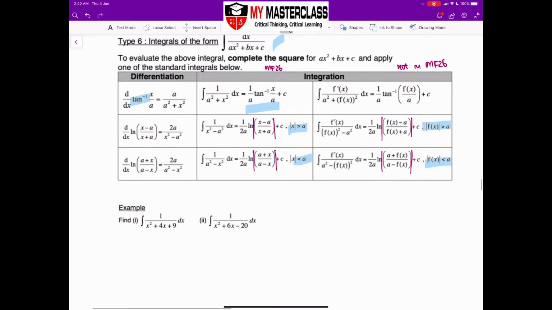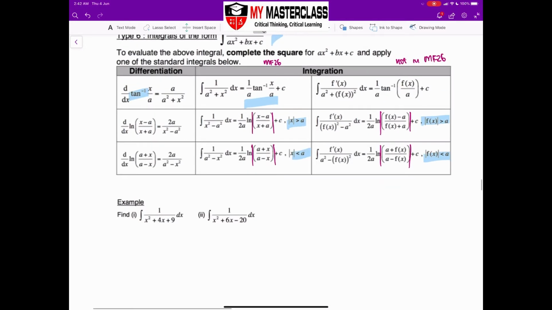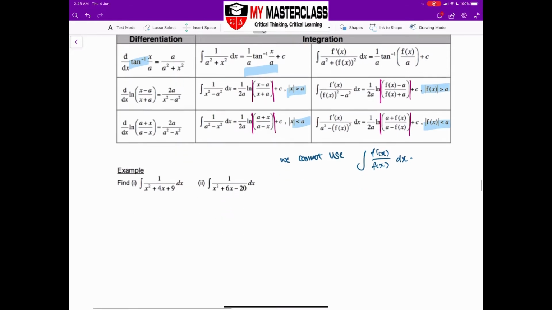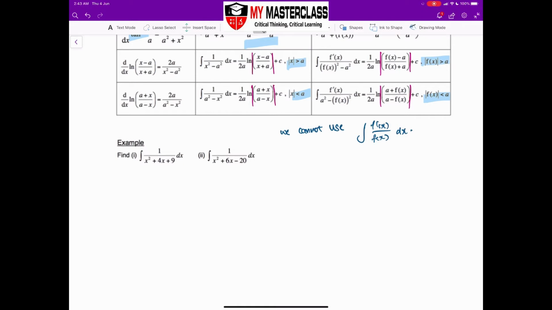Same thing, I'm going to run through the method with you here. I can't actually use the f prime x formula. Take note, we cannot use the integral of f prime x over f x formula, which you should know will give you ln modulus f x. The reason being is because the numerator doesn't have f prime x. So we have to somehow relate back to a different formula over here, such that it will be a lot easier for me to do.